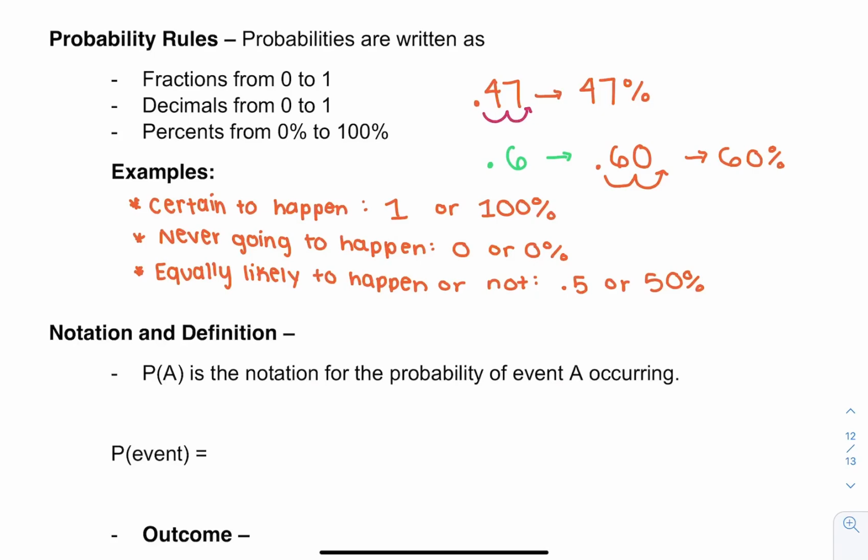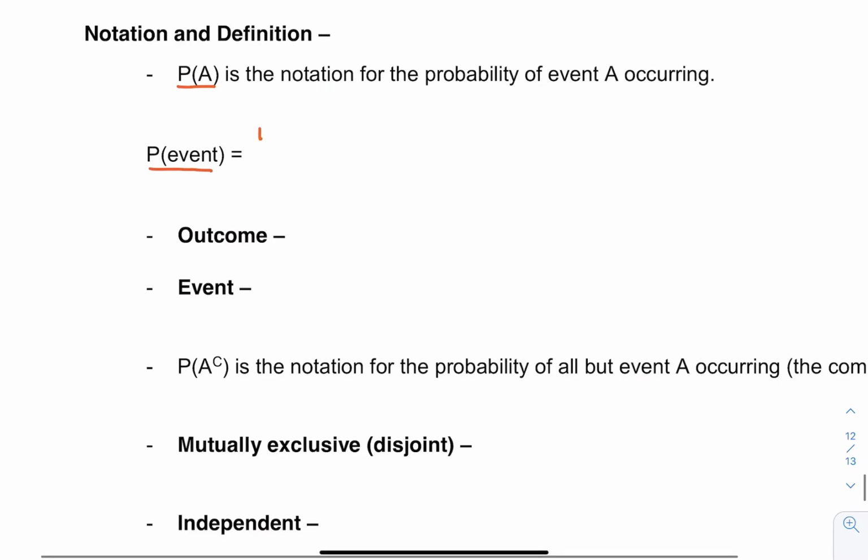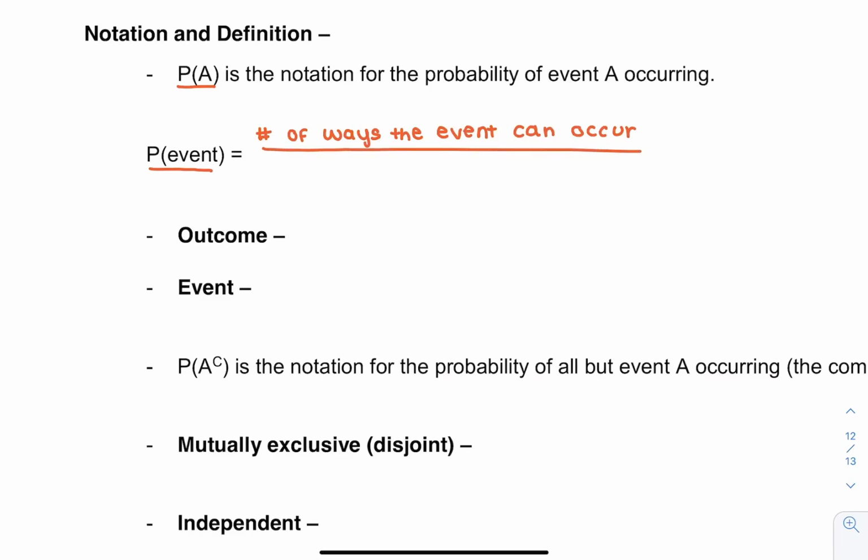Now we have a few different types of notation. Our first is P of A, and this notation is the probability of the event A occurring. So I could write probability of tails. The probability of the event is the number of ways the event can occur all over the total number of outcomes. We're going to see a few examples of this in a minute.